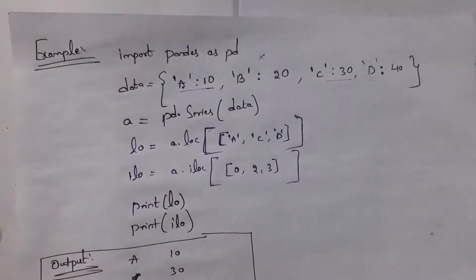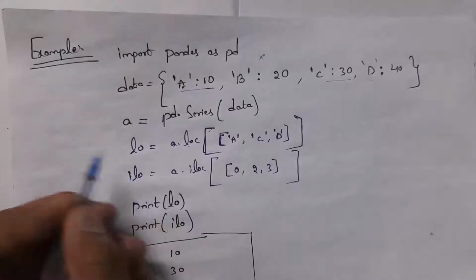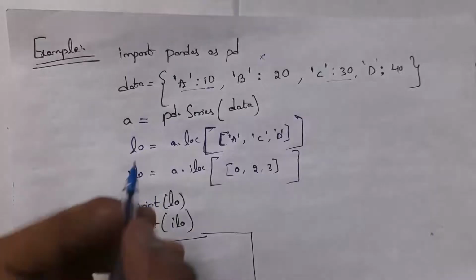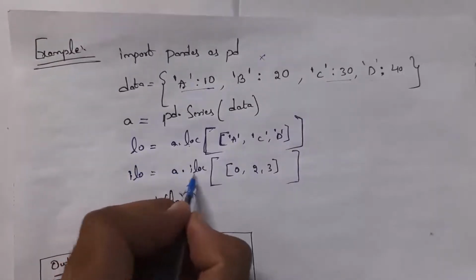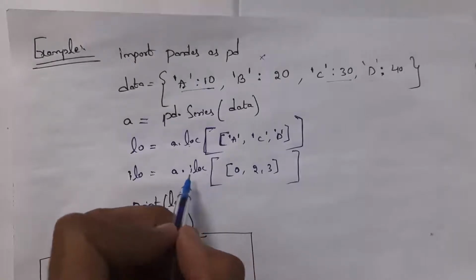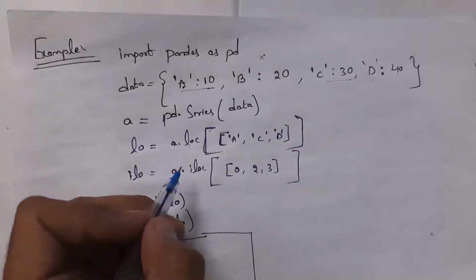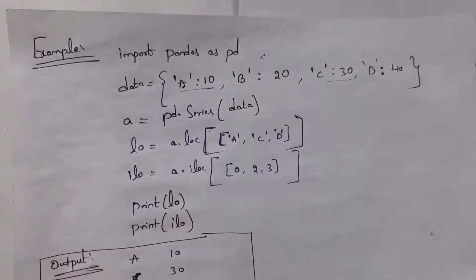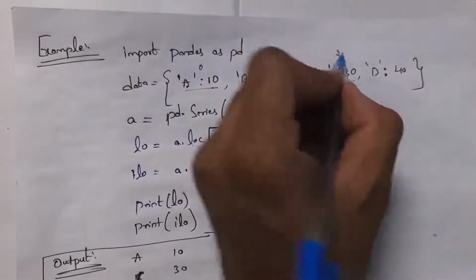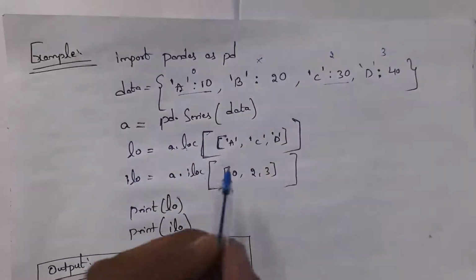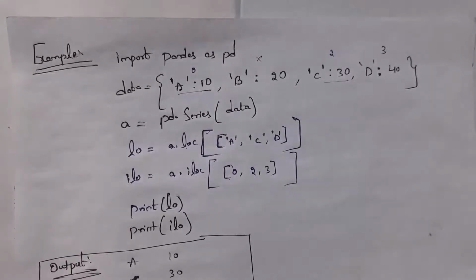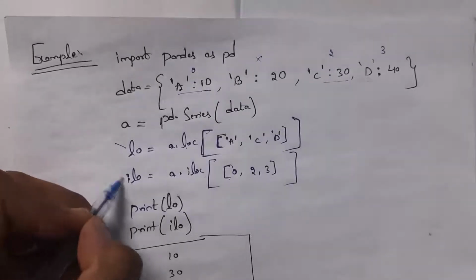And next I am taking another variable ilo. You can take any variable name. I am taking ilo is equal to, my series is present in variable a. So write here a.iloc. As I already said before, if you want to use iloc, you can select data only by giving numerical index numbers. I want to select data which is present in index number 0, index number 2 and index number 3. So inside the list, take index numbers. So my results are stored in variable lo and variable ilo.